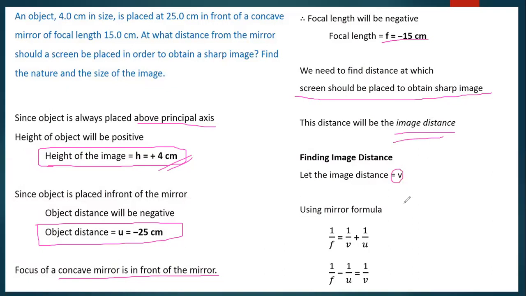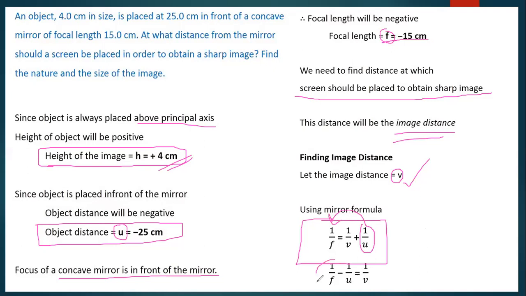We'll consider it to be v. What is the object distance? It is u. And what is the focal length? That is f. So what do I have here? I have a mirror formula saying 1 by f is equal to 1 by v plus 1 by u. I will use this to get the image distance. How do I use this? I just have to shift this 1 by u to the other side.